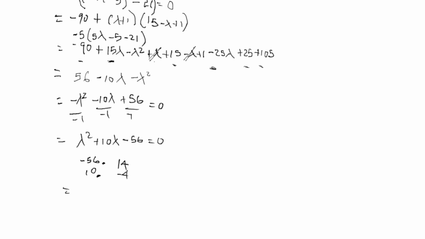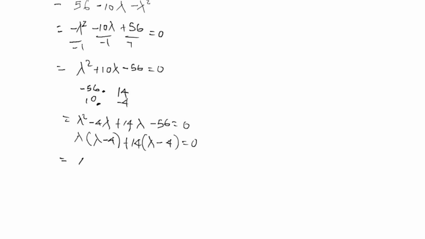So we can say this is equal to lambda squared minus 4 lambda plus 14 lambda minus 56 is equal to 0. So now we can factor out lambda. This is performing quadratic equation. Factoring out lambda, we are having lambda minus 4, plus, factoring out 14 in the second one, we are going to have lambda minus 56 divided by 14 is 4 is equal to 0.